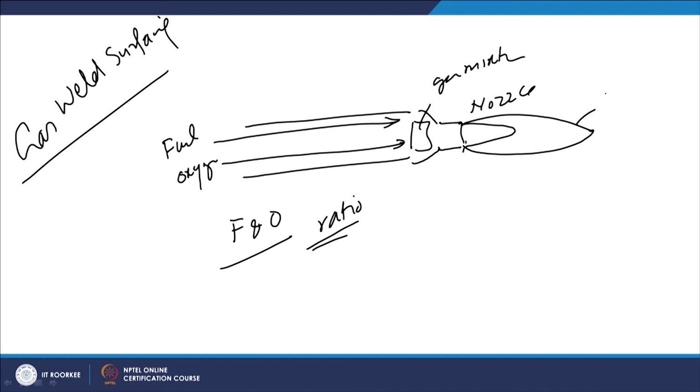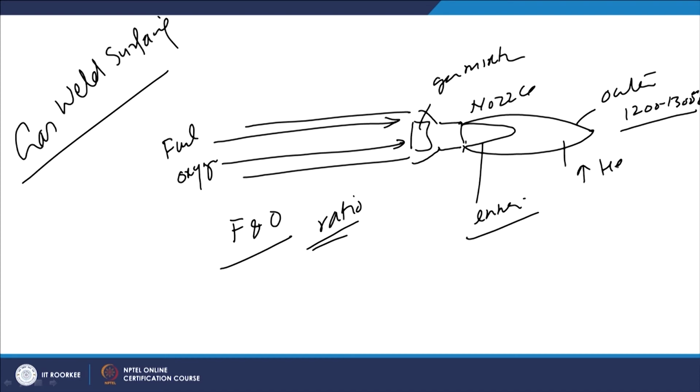So, there is one outer cone and there is one inner cone. In the outer cone, temperature is low, around 1200 to 1300 degrees centigrade. Although, the outer cone is the zone where secondary combustion takes place and an increased amount of heat is generated. So, more heat is generated in the outer cone, while in the inner cone less heat is generated. This is the zone where primary combustion takes place.